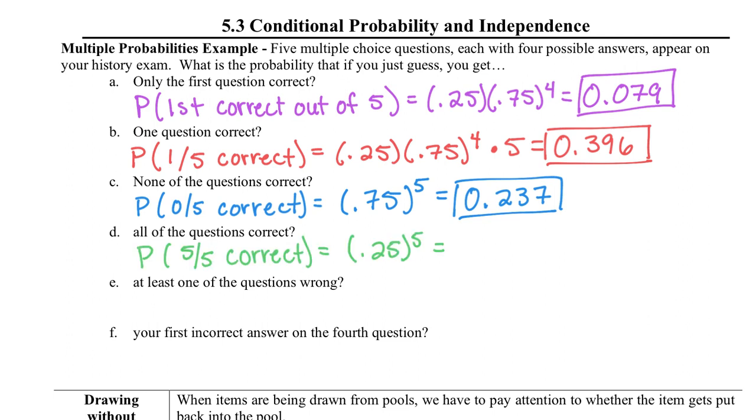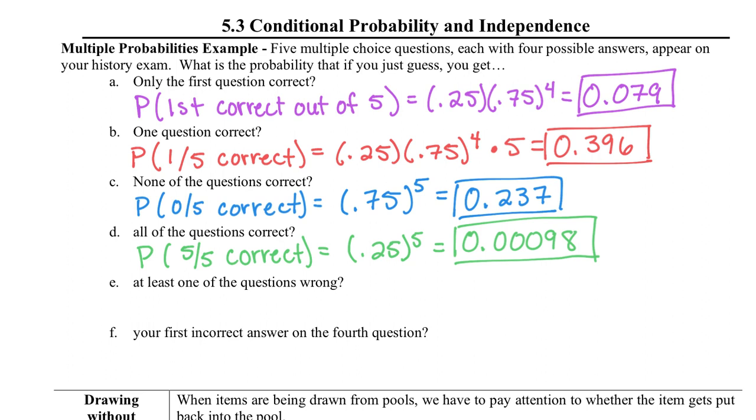So hopefully you set this one up as 0.25 to the 5th power, and that number is extremely small. It's less than 0.1%. So I think the moral of the story is to study for your tests and not try to just guess, especially on multiple choice exams. Okay. What's the probability of getting at least one of the questions wrong? I think we're kind of getting these down, right?